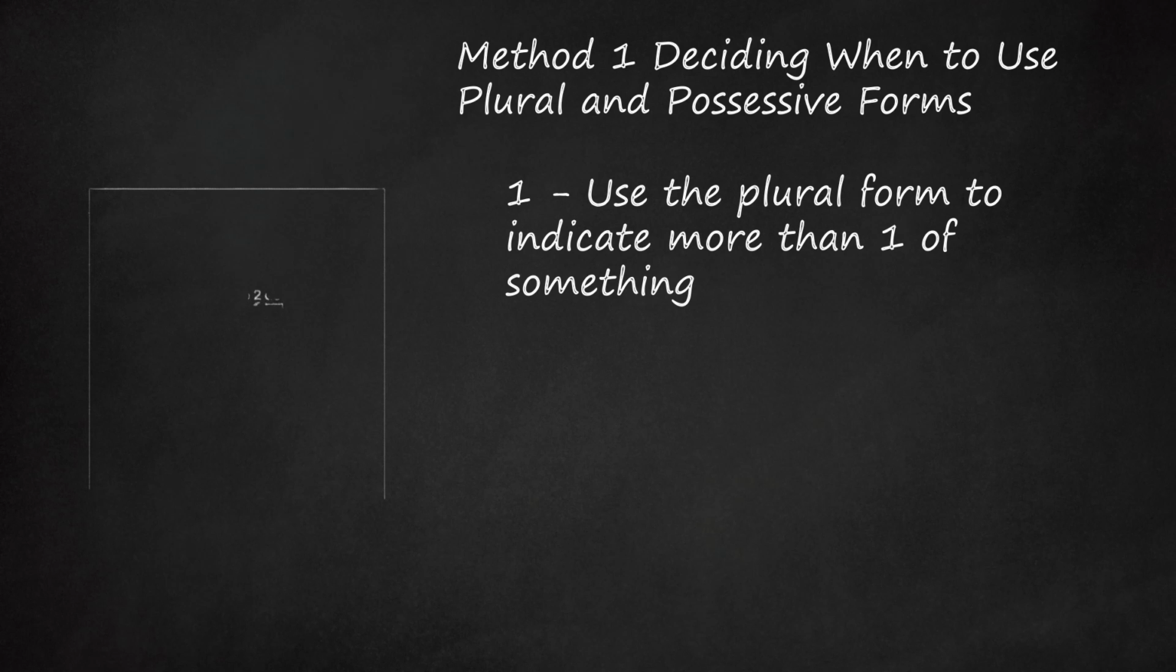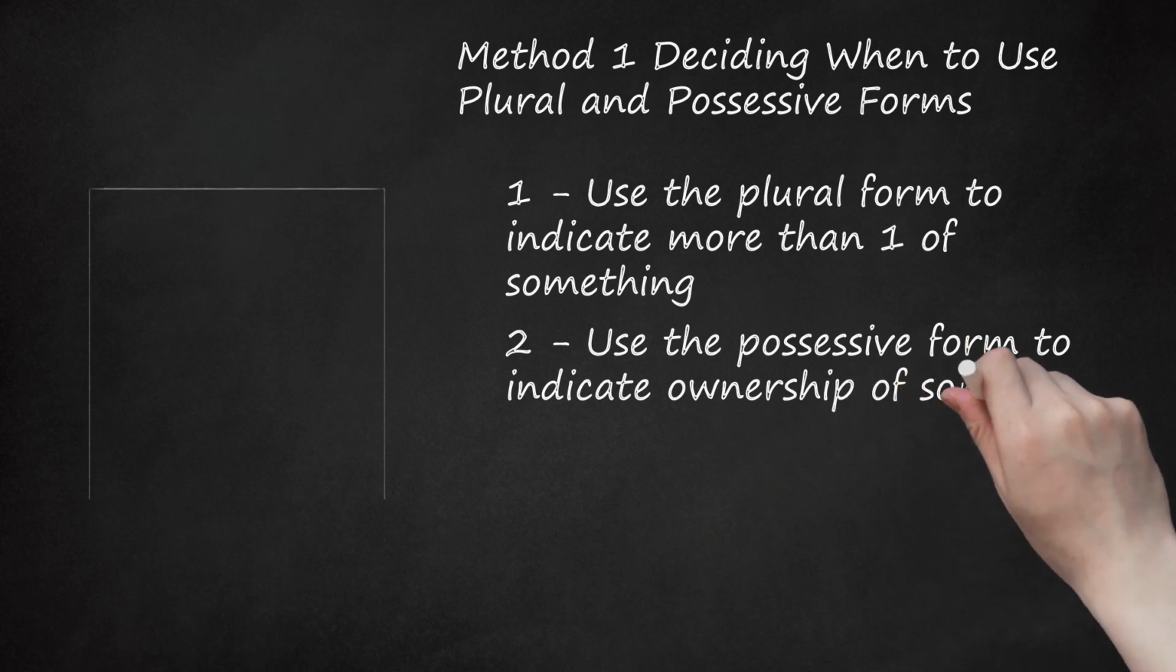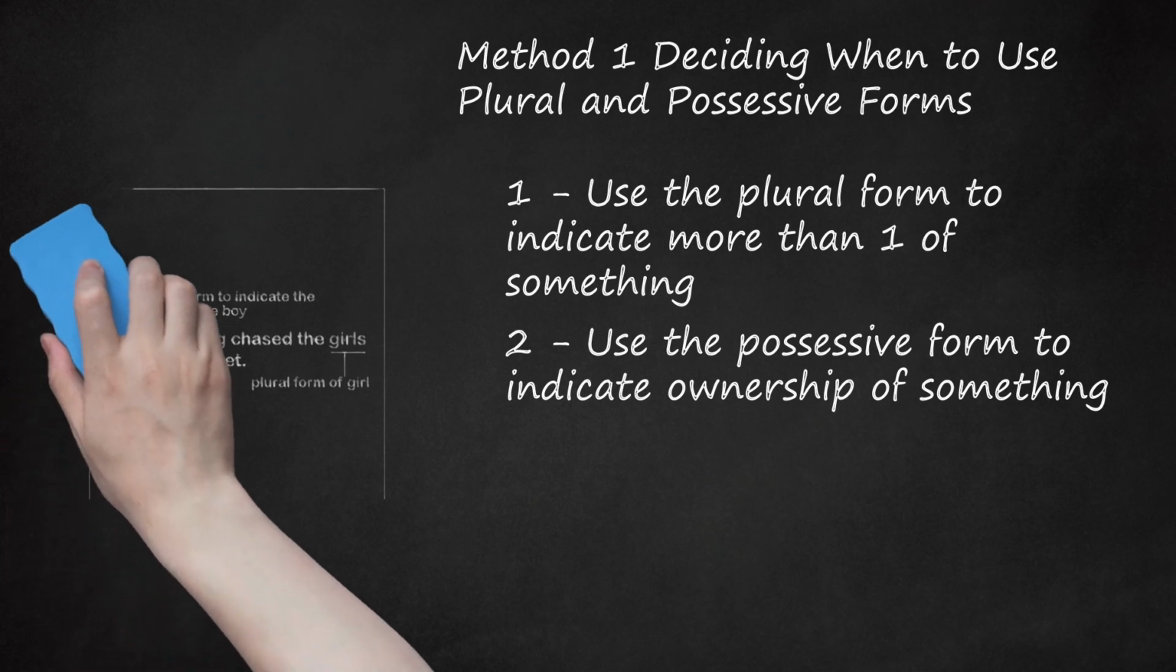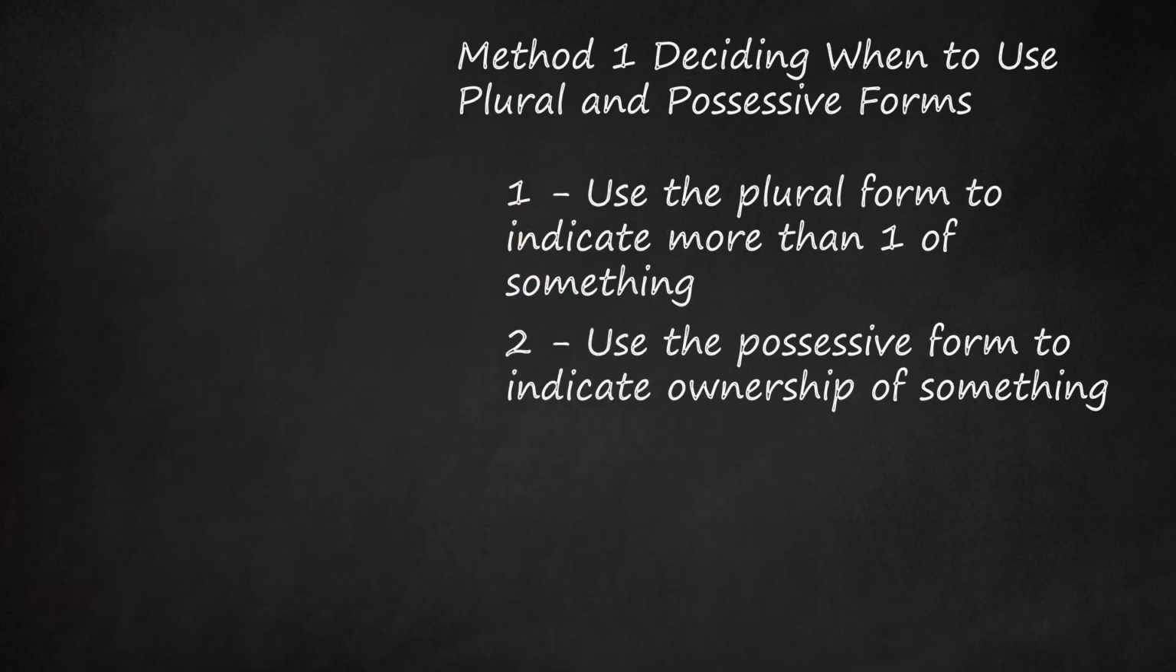For example, I installed one door of the 2 doors I bought. The plural doors indicates that more than one door was purchased. 2. Use the possessive form to indicate ownership of something. For example, the boy's dog chased the girls down the street. The possessive boy's shows that the boy owns the dog that chased the girls. Add an apostrophe and an s to change a word into the possessive form of that word.